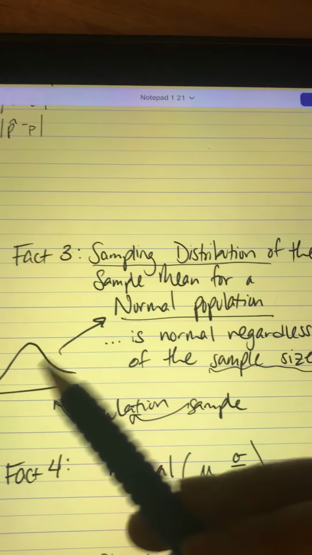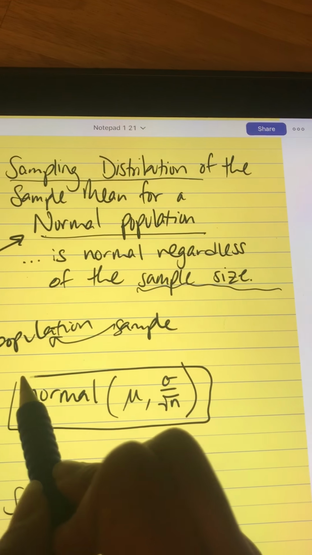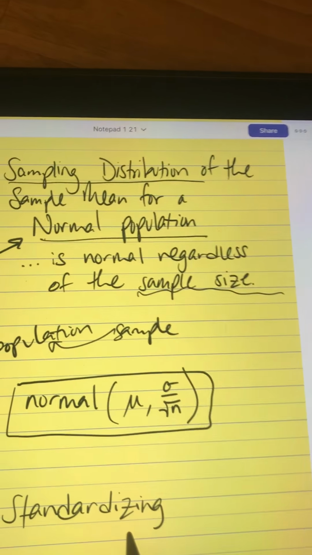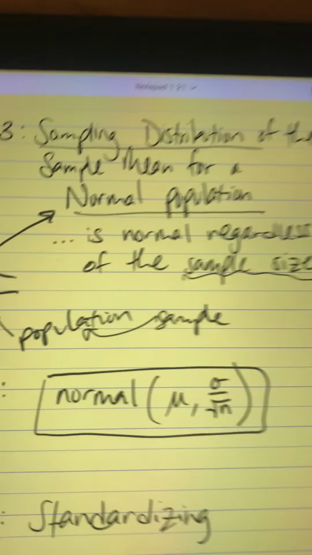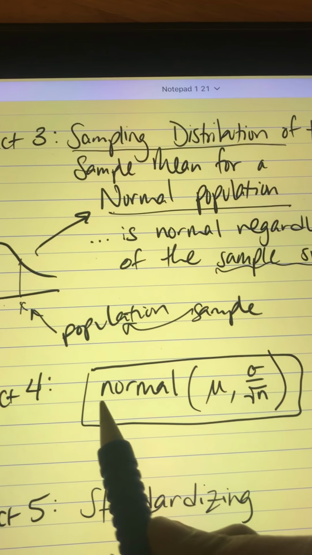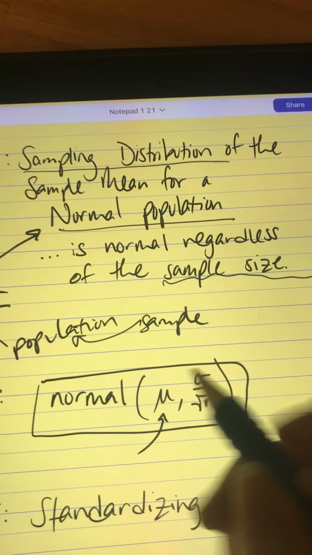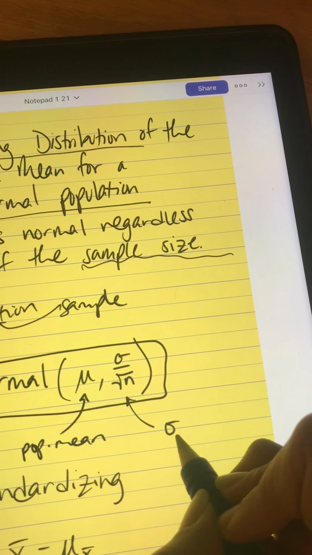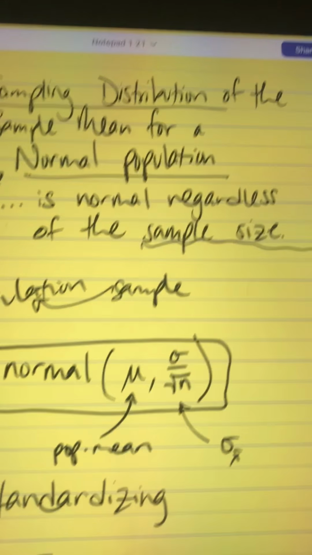Okay. Fact 4 is just a notation. So I'm not going to require you to use this or to be able to write it. But if it comes up in the book or in one of the word problems, I want you to know that if it says normal with a parentheses and a comma, the first number in there is the population mean. The second number in there is the standard deviation of the sampling distribution.